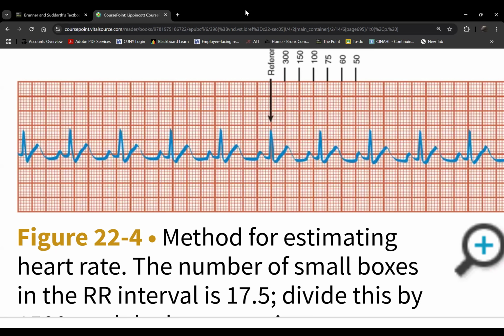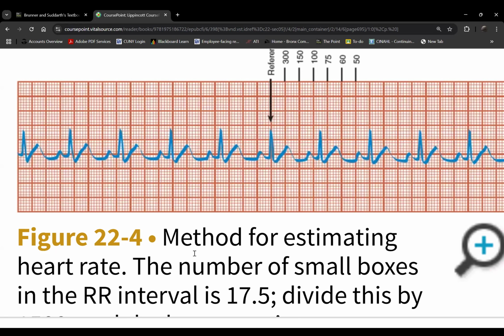How many big boxes do you see between these two R's? Not really, because this is 1, 2, 3. Is this one big box? No. This is 3.5? Not really 3.5, because 3.5 would be right here in the middle. It's not. It's right here on the second one. So that was about 3 point something. So this is 0.5, so this must be 0.6, yeah? Okay, so let's say 0.6.